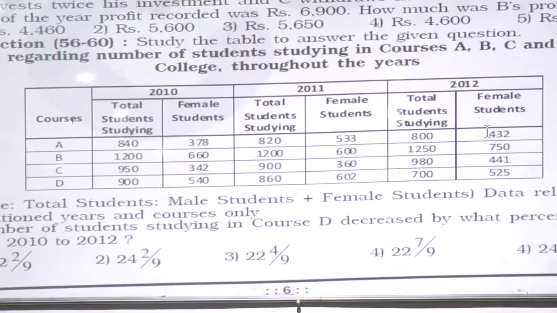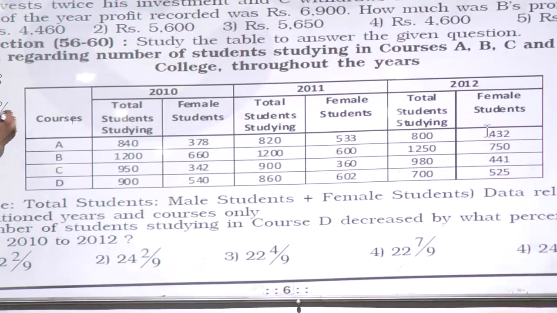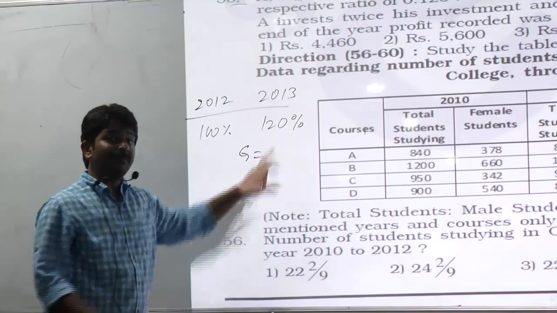Next, 59. In the year 2013, the total number of students studying in all the given courses together increased by 20% from the previous year. That means, if 2012 is 100%, then in 2013 it becomes 120%. What was the total number of boys studying in all the given courses in 2013 if the total number of girls studying constitutes 7/12 of the total? So girls are 7/12 of 120. What is 1/12 of this number? 10%. 7/12 will be 70%.